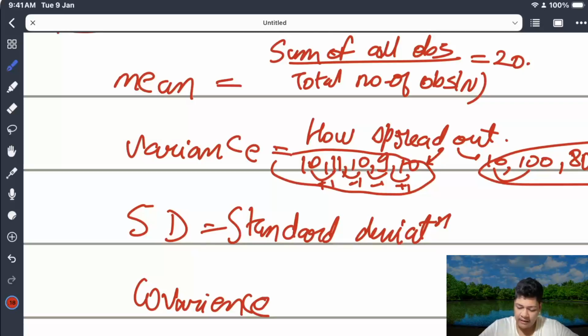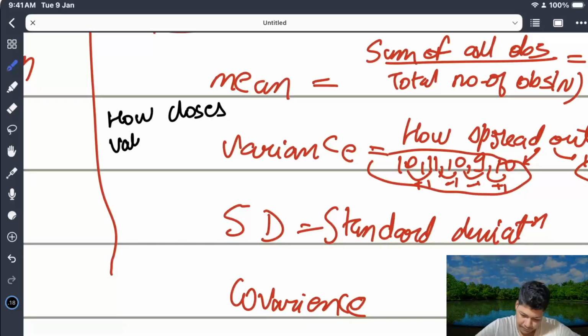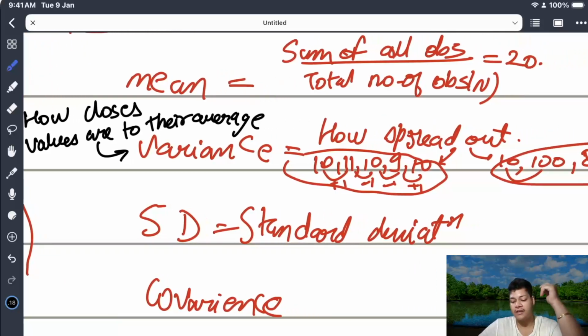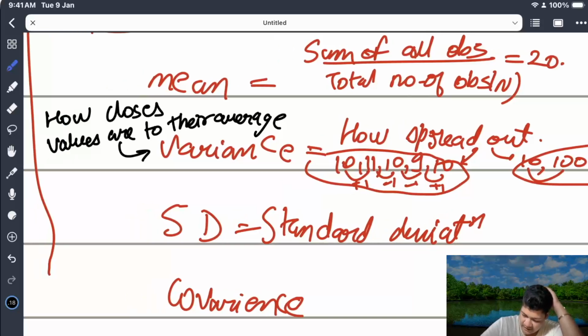Variance, I can say, is how close values are to their average. Okay, this is a simple definition of variance. Just remember these two sets: 10, 11, 10, 9, 10, and 10, 100, 800, 1200, etc. So we can say variance is how close values are to their average.